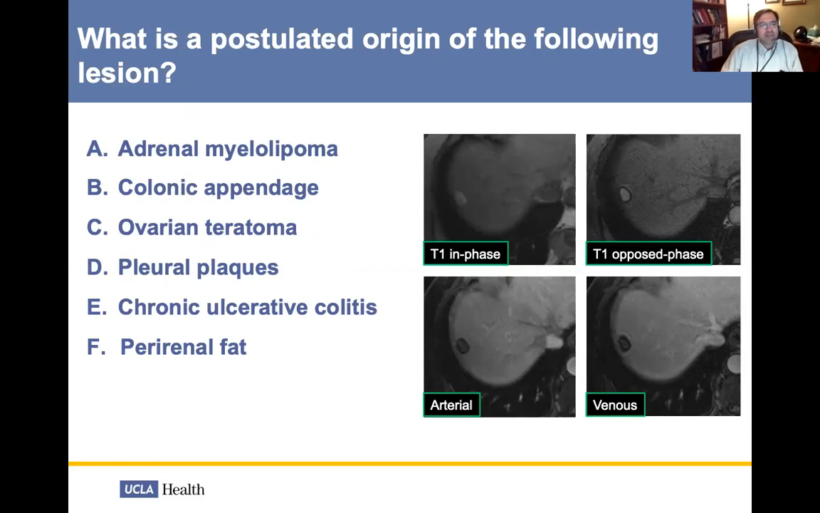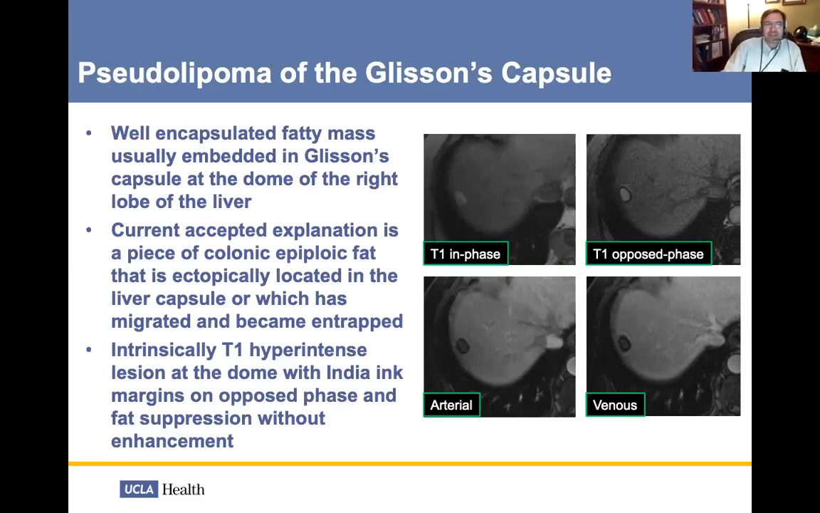Ovarian teratoma, I'd say no. Pleural plaque, no. Ulcerative colitis, no. And perirenal or perihepatic fat, no. So I'm going to go with, how about the pseudolipoma of Glisson's capsule, or old colonic appendage.